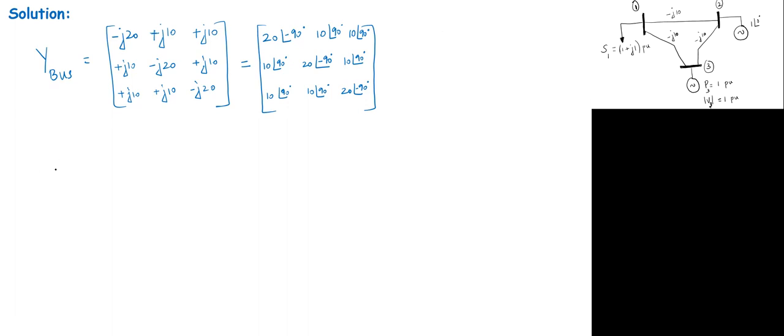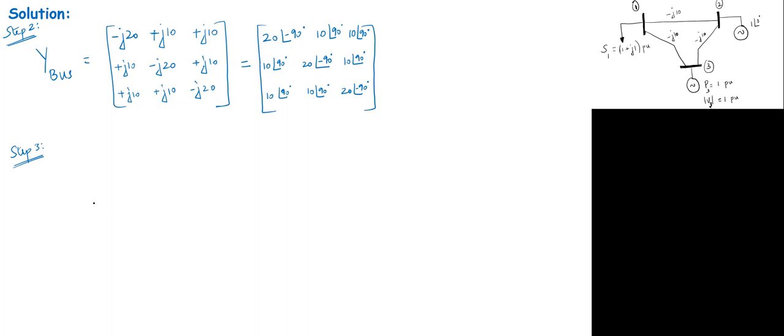So let us proceed. The next step, so this will be step two. Step one is to determine the state variables. Step two is to form the Y bus and represent it in both Cartesian and polar form. And step three is going to be solving for a state variable.